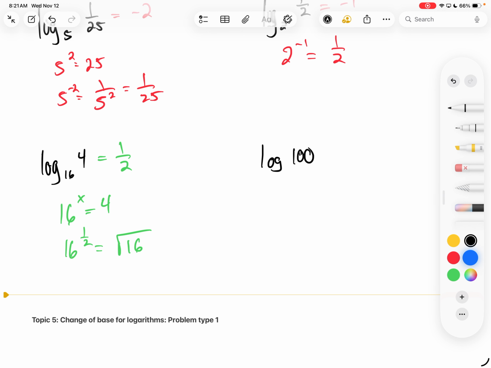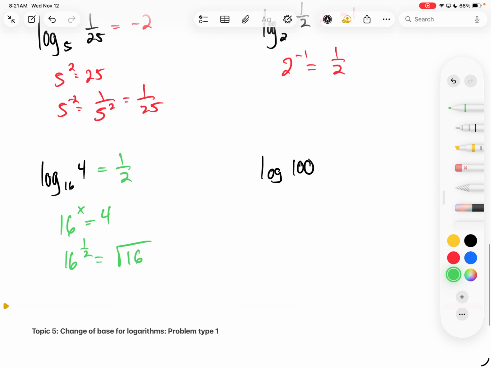All right. So every one we've done so far has a base. This one does not have a base number right here. It defaults to a 10. So anytime there is not a number there, it is 10. So this is saying 10 to what power is 100? So if there is no base, think base 10. So this is x equals 2.